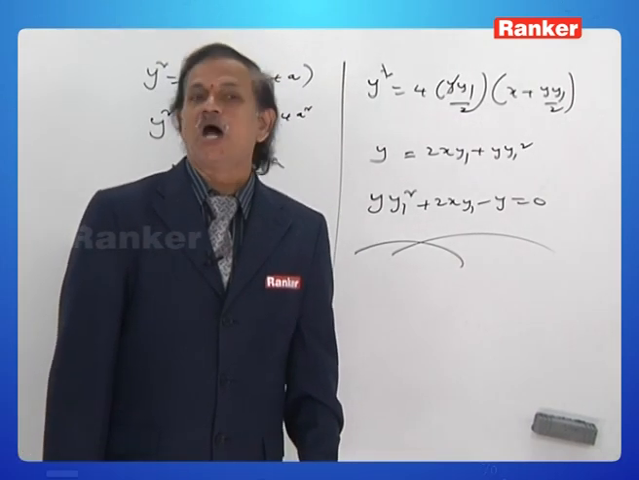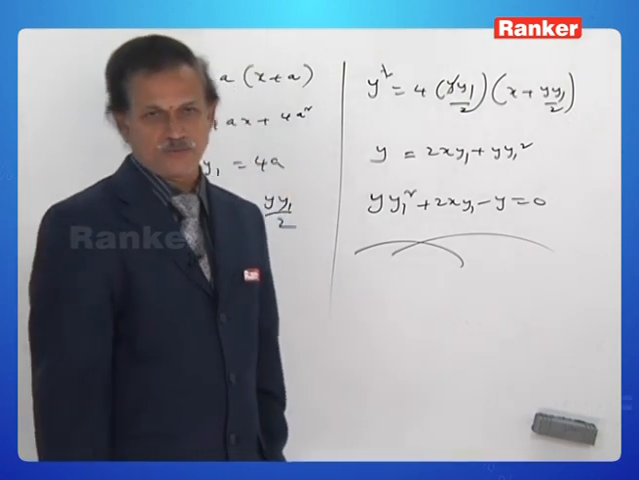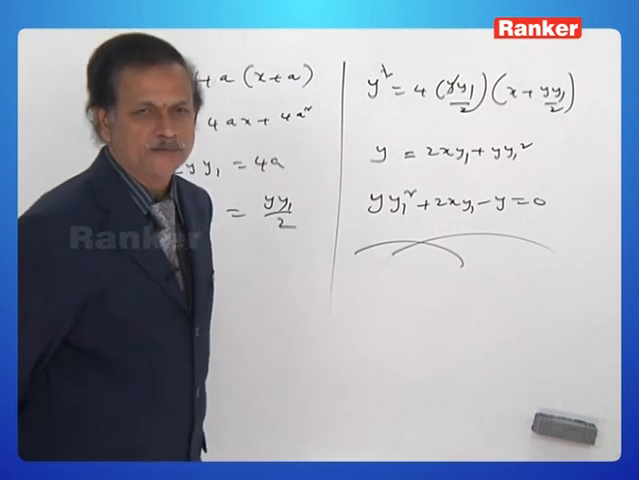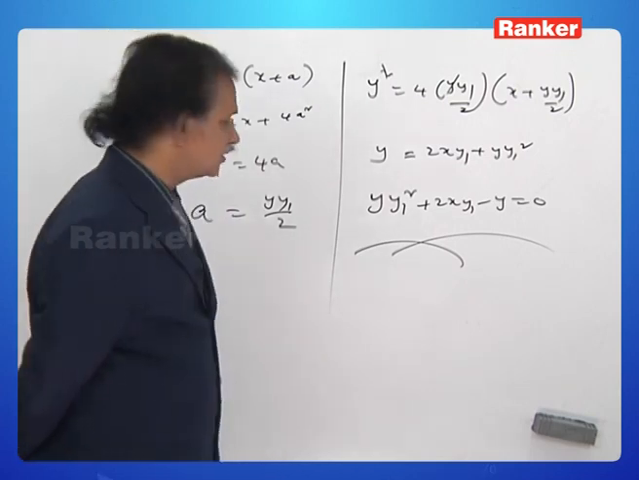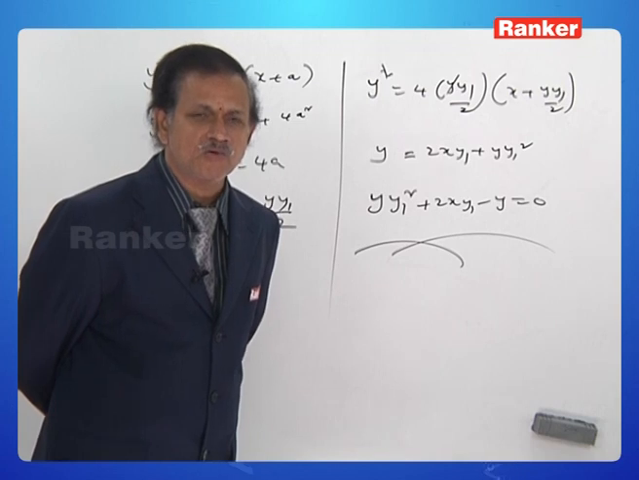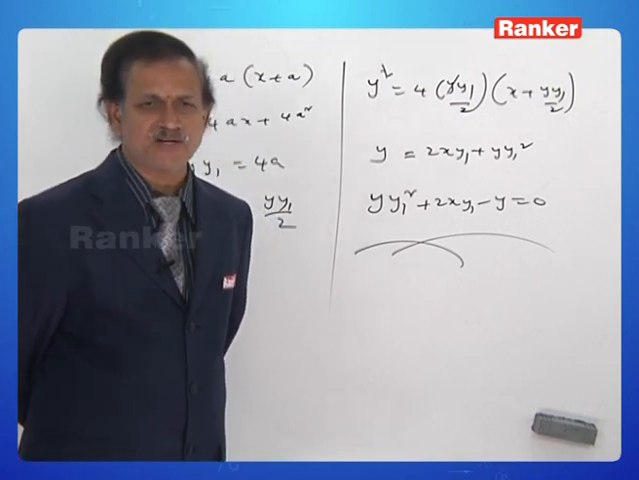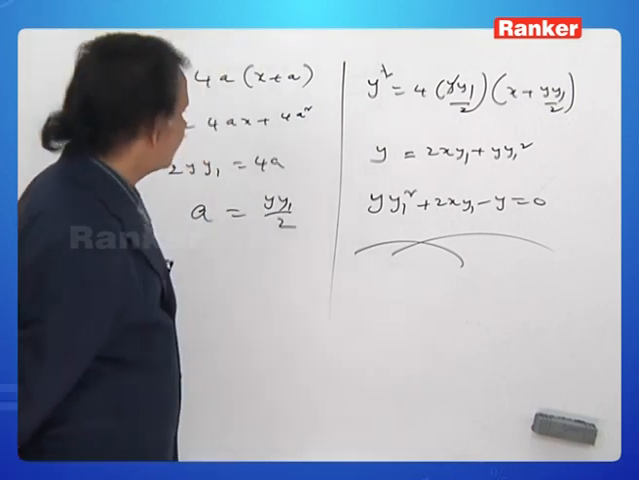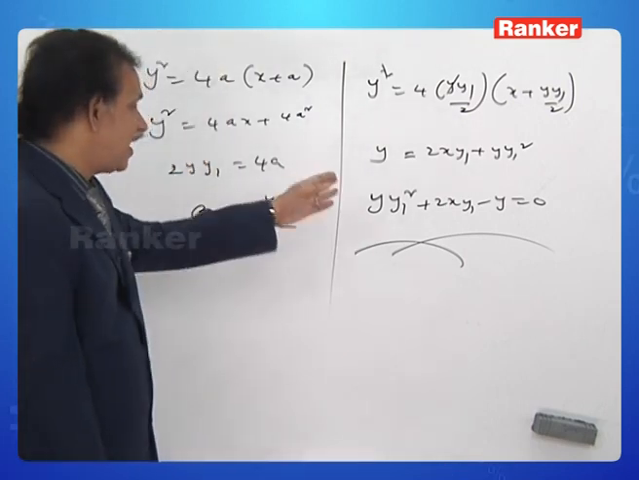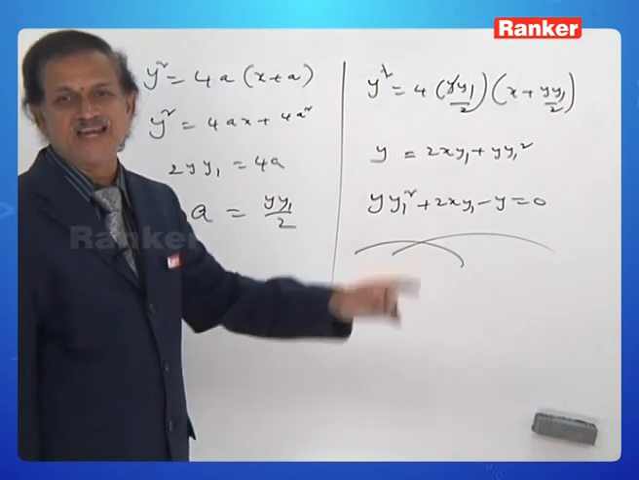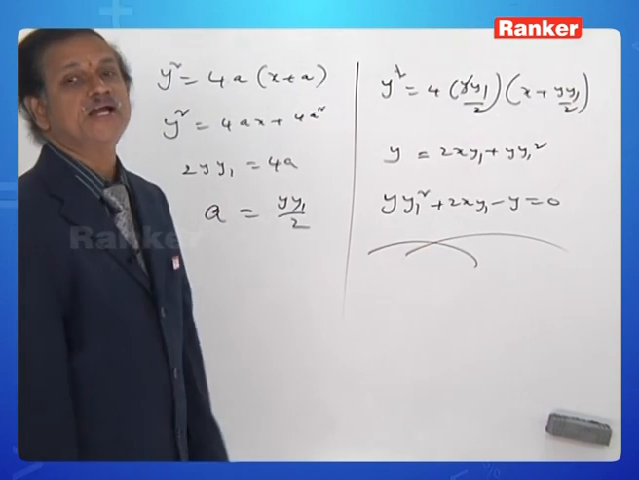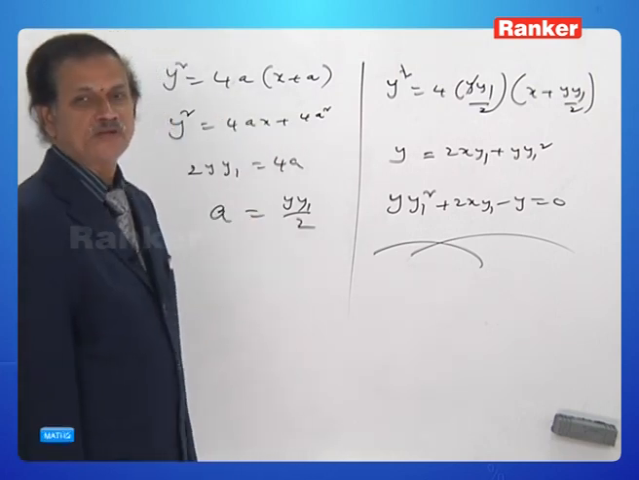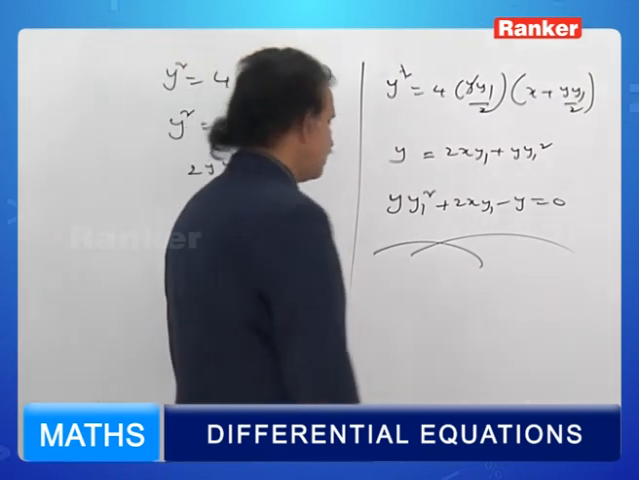You notice the order and degree of the differential equation. What is the order of this differential equation? It is of first order, because just y1 is there. No question of y2, y3 or any other things are not present here. So it is of first order. And what about the degree of the equation? y1 square is visible. It is of second degree. First order and second degree equation. This is about y square is equal to 4a into x plus a. Well then, next one.